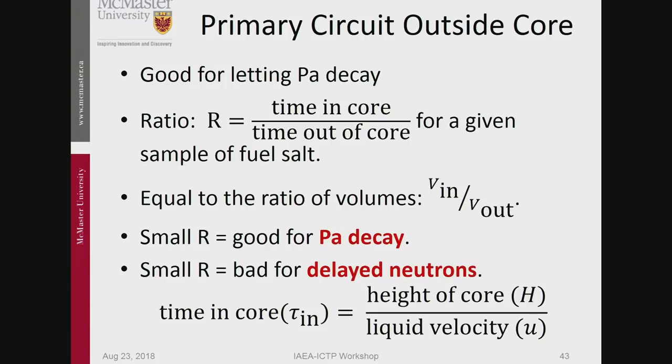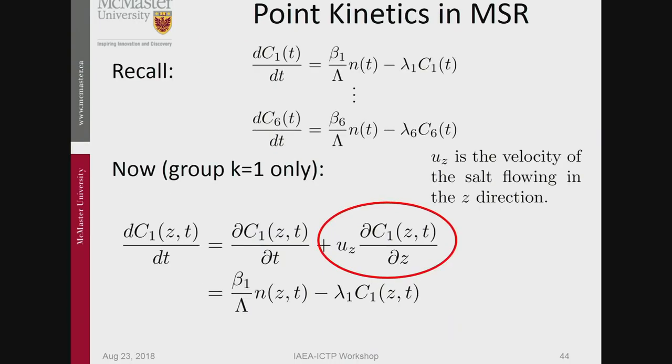Now, what is the time in the core? Well, the time in the core is, of course, the height of the core divided by the velocity of the liquid, which is about 20 centimeters per second or so. Right? So we go back to the point kinetics in the molten salt reactor. So they were like that, but now we have to change that equation. So let's take this first one.